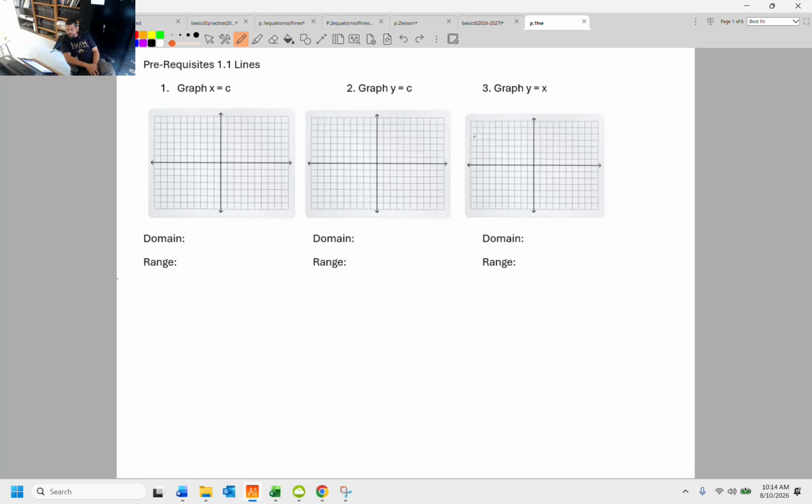So here we have your first homework assignment. It's a prerequisite assignment. It's about lines. It's literally just graphing lines and working with the various forms. I'm not going to do all of them. Some of the stuff you need to do. Let's look at the first one, which is x equals a constant.